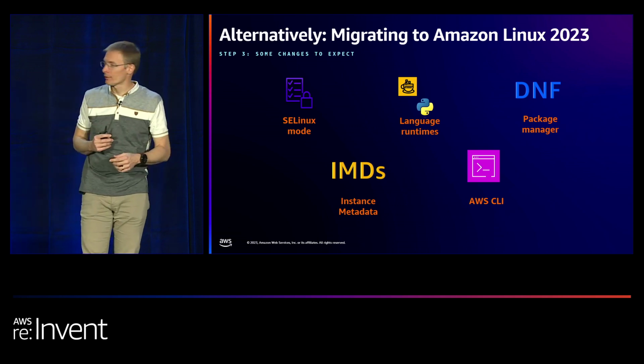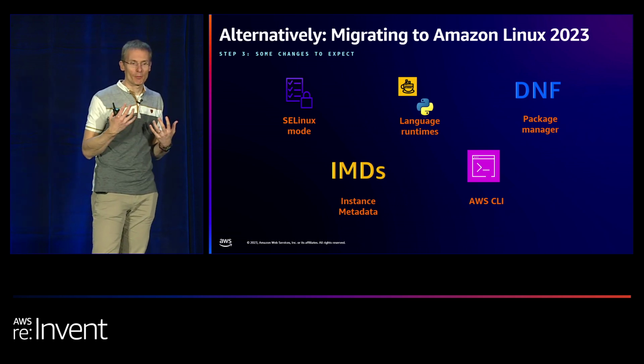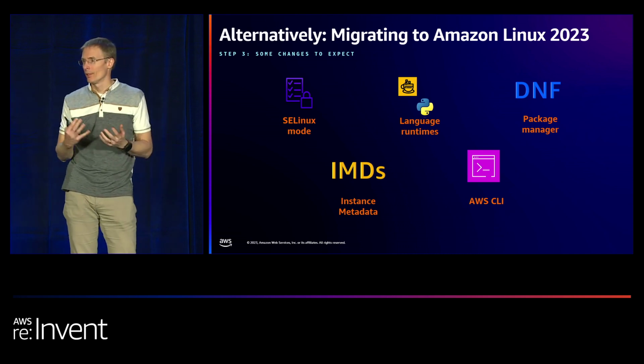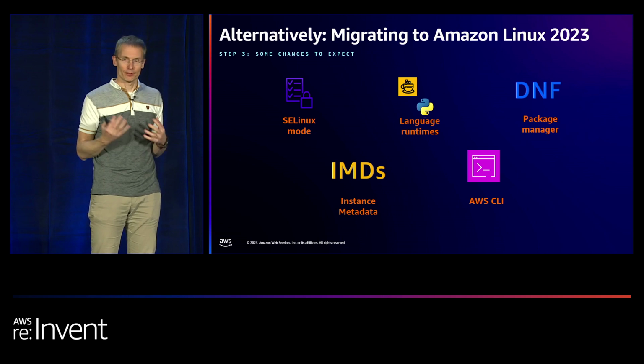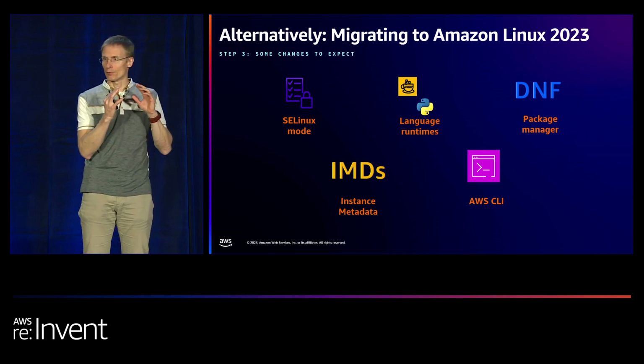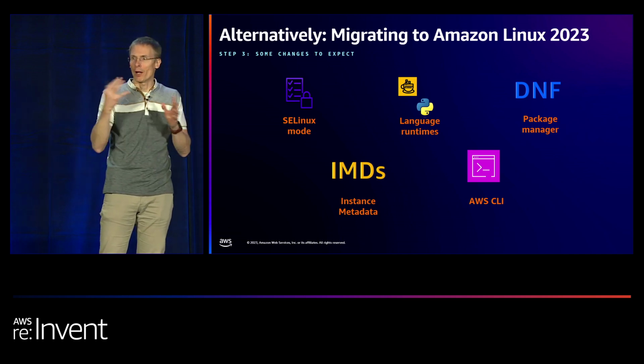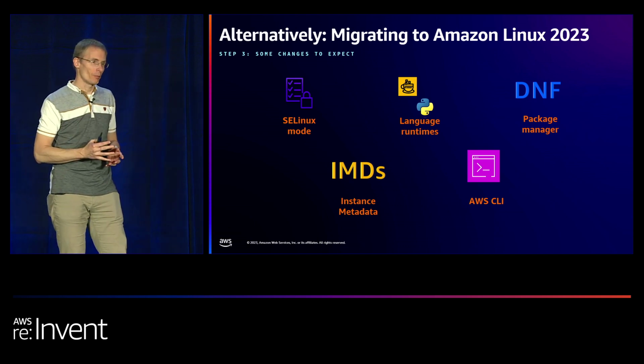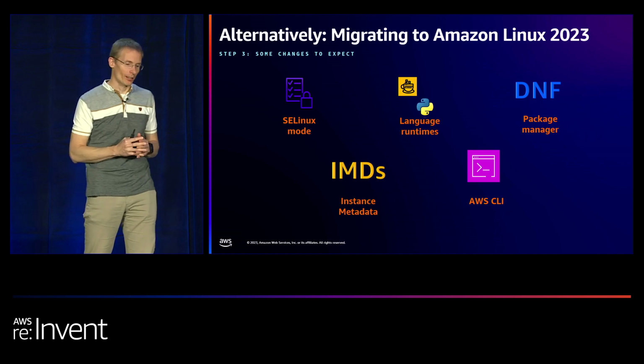If you listened to the keynote this morning, we have announced an AWS CodeWhisperer feature that helps you in that migration. So essentially, you can point CodeWhisperer to your old code and ask it to migrate to a newer version of the language runtime, and it will do the changes for you automatically. Great feature, go check it out.